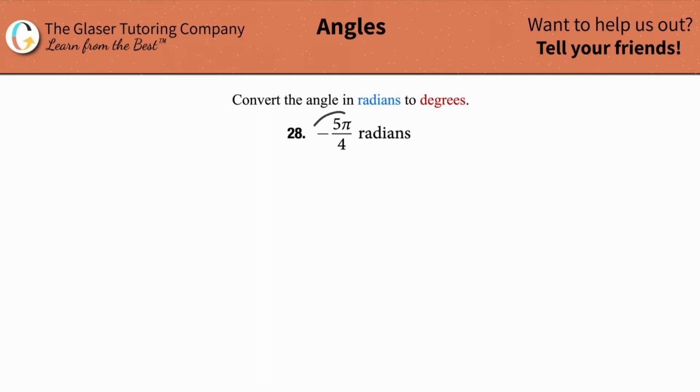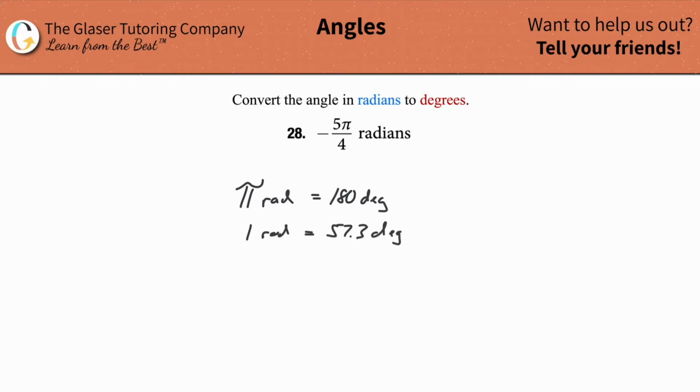So how do we convert negative 5 pi over 4 radians into degrees? The first thing is you want to know a relationship between radians and degrees. In other words, we know that pi radians, I'm just going to abbreviate it with rad, is equivalent to 180 degrees. So in other words, about 3.14 radians is equivalent to 180 degrees. Or in other words, 1 radian, therefore, would be equivalent to about 57.3 degrees.